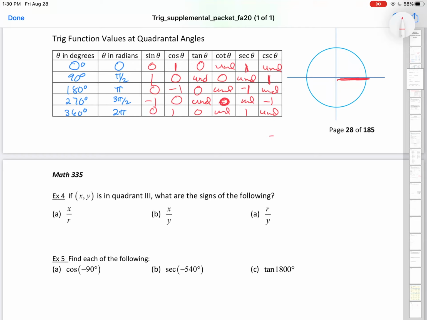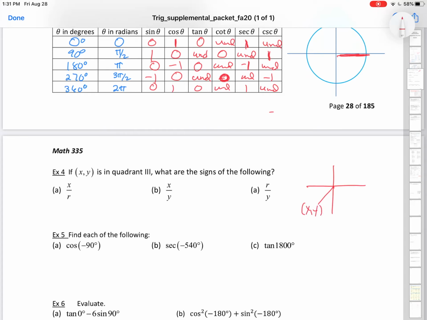Now we're going to talk a little bit about signs of these guys. Signs are going to be really important for us. And so this is example number 4. If xy is in quadrant 3, so this is the point xy, it's in quadrant 3. What about x over r? Is that going to be positive or negative? It's going to be negative because your x is negative. X over y, well, your x and y are both negative. If you divide them, it's going to be positive.